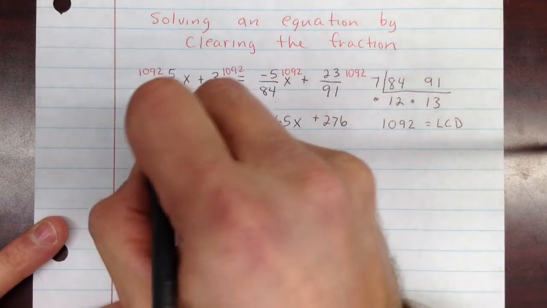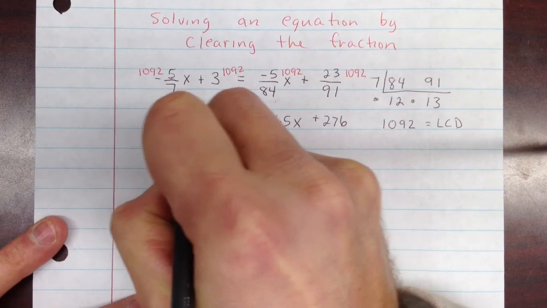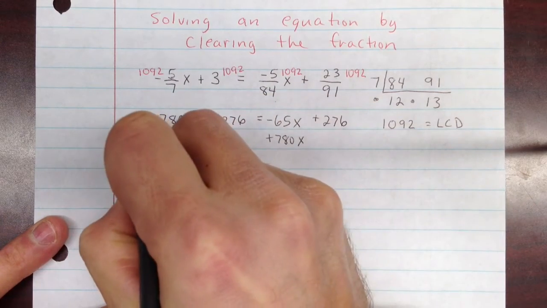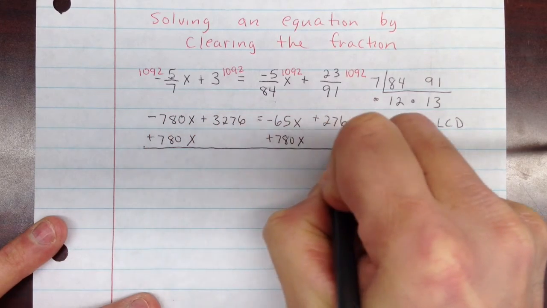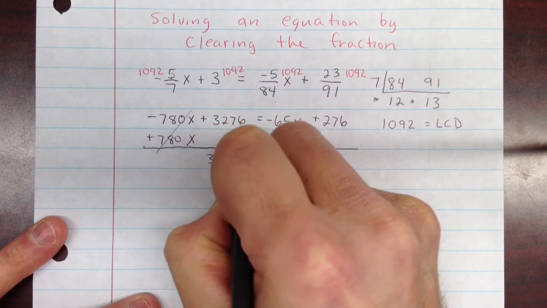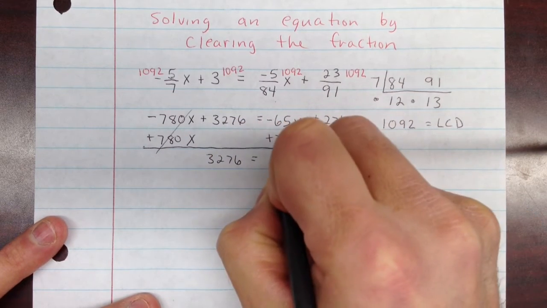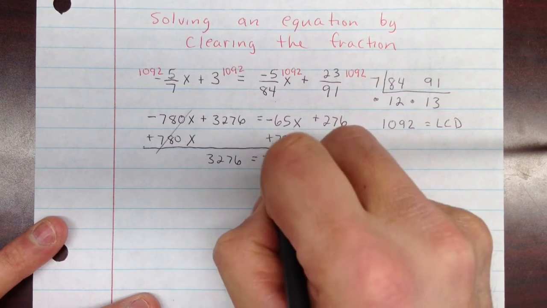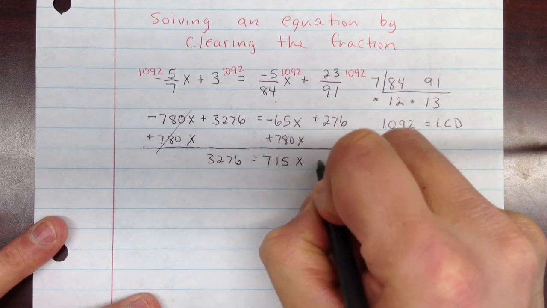Now we can just start solving. So I'm going to add 780x to both sides, just because I want to make my x term positive. We talked about in class how that's a good thing to do. This cancels out over here. So we get 3276. Here we get 715 because you're actually subtracting. This is negative. So 780 minus 65, 715x.